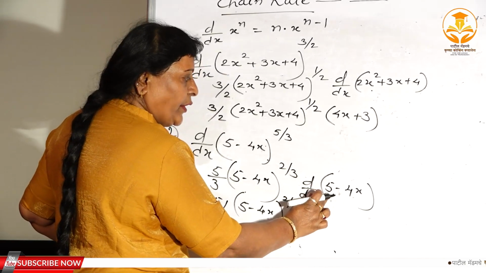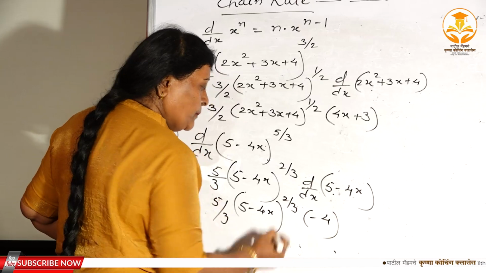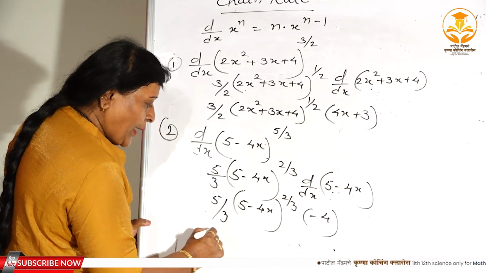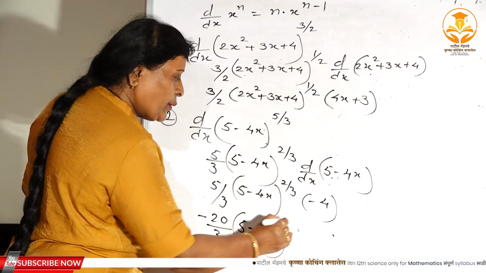Here again the derivative of 5 is 0, and the derivative of minus 4x is minus 4. Right, now 5 by 3 into minus 4 means minus 20 divided by 3, (5 minus 4x) whole to the power 2 by 3.